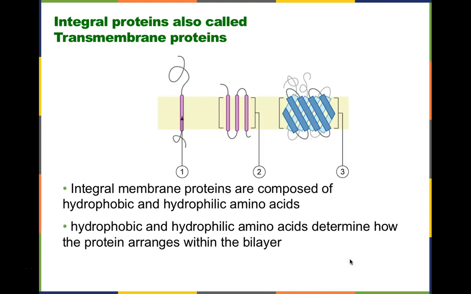Integral proteins are also called transmembrane, meaning they go trans. They go all the way through from one edge of the membrane to the next, inner and outer. The portion that's embedded in the membrane is composed of both hydrophobic and hydrophilic amino acids. Generally, the center component of the transmembrane protein is hydrophilic, and the outer surface that's more associated with the fatty acid tails of the phospholipid layer is going to be hydrophobic.